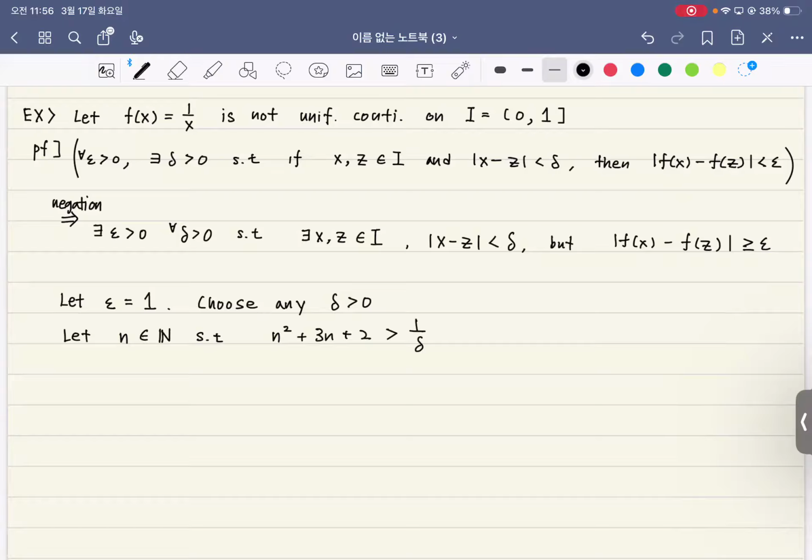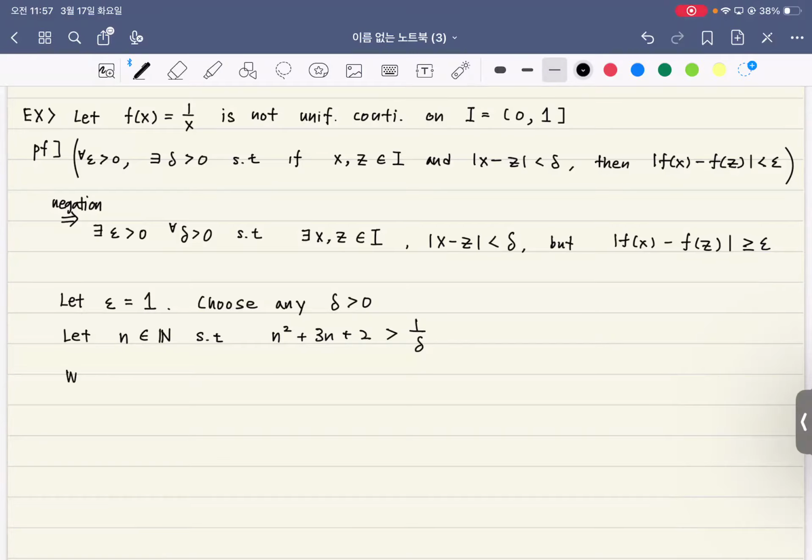Hey, what is this? Well, typically delta is a very small number. No matter how small your delta is, 1 over delta will usually be a very large, positive number. However, the point is that no matter how large your right-hand side is, you can still find an integer satisfying this inequality. So there is such an integer.